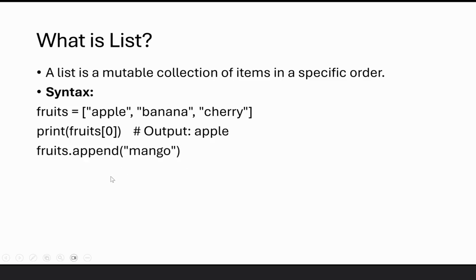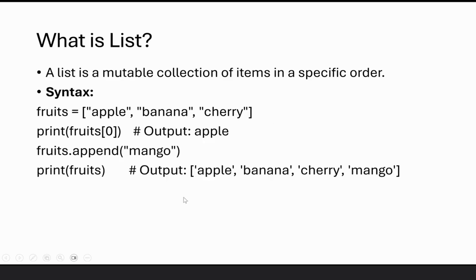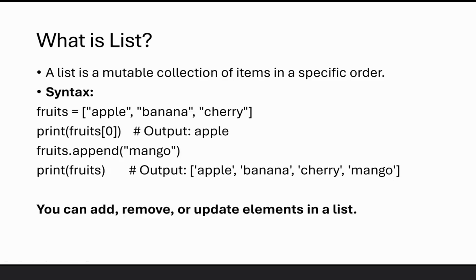If I want to append an item, that is, add an item to the list, I have to use this append function. So fruits.append of mango will add the value to the list items. The output will print the list items present previously and the items newly added to the list. It will print all the items present in the list currently. You can add, remove or update item elements in a list.